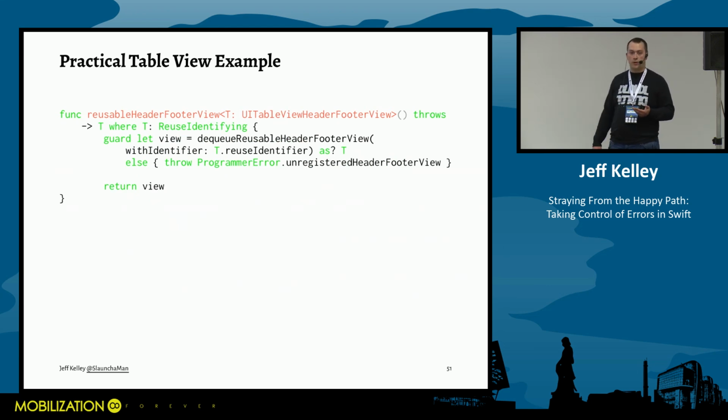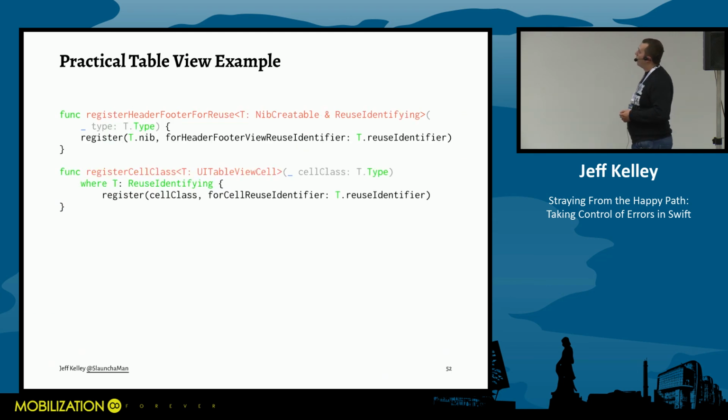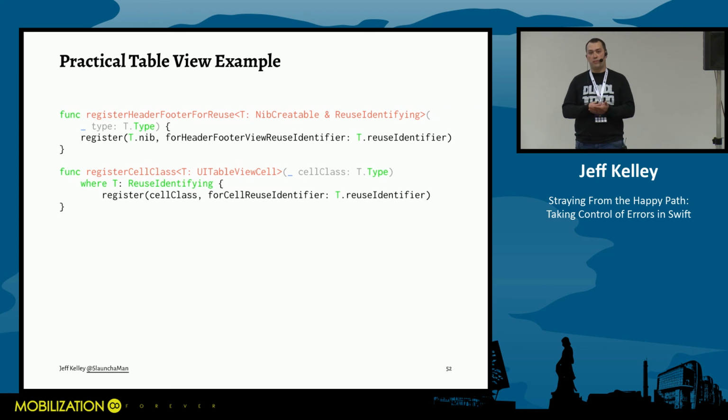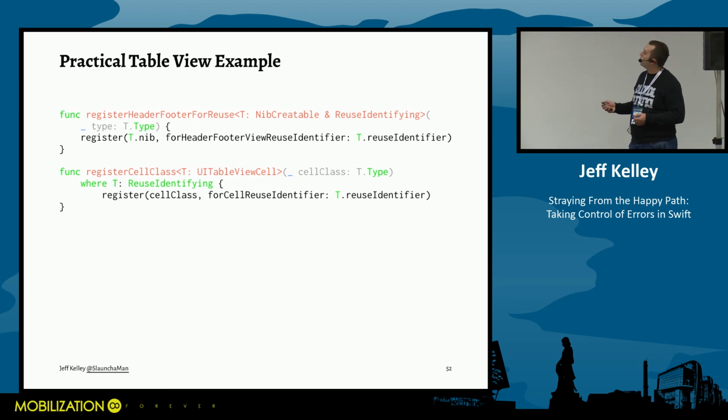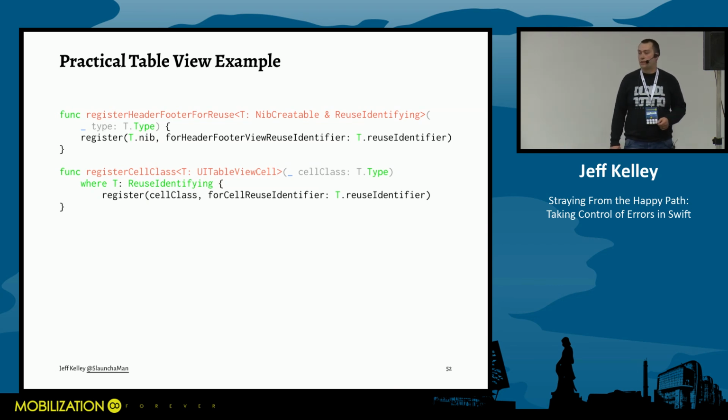Obviously, if you're using storyboards, this is going to look a little different. You won't need to do the registration step if you have prototype cells in a storyboard. And this is just going to be the same exact thing, but different method names because it's a different thing. And then we're going to have some registration methods for these cells. So if a header footer view is NibCreatable and ReuseIdentifying, then we can register its nib for the header footer view reuse. And for a cell, all we need to do is pass in the class.